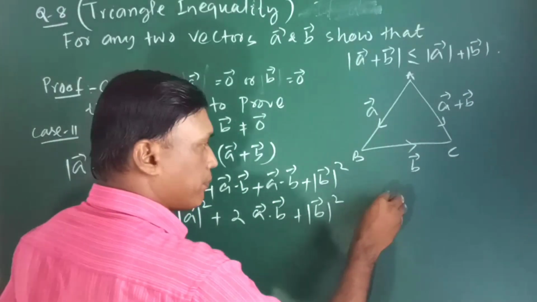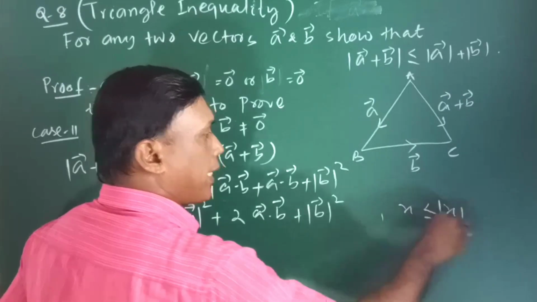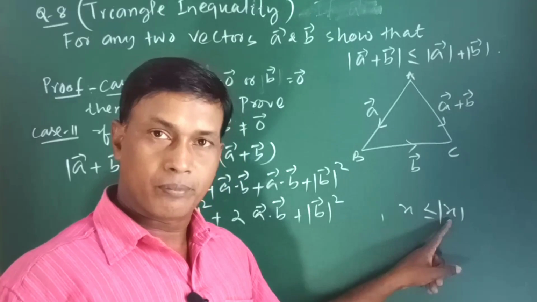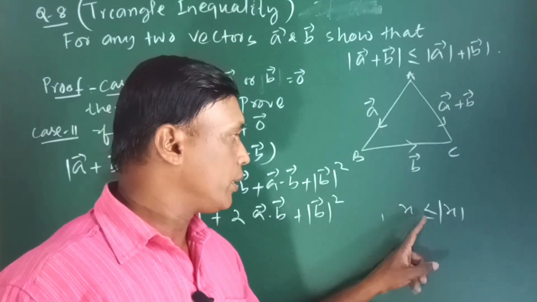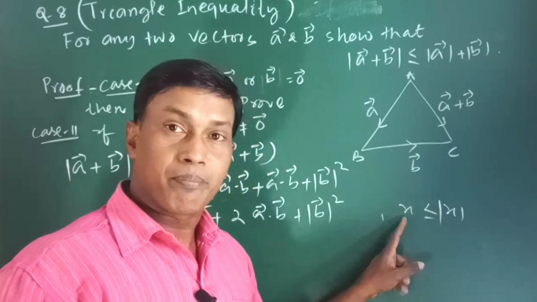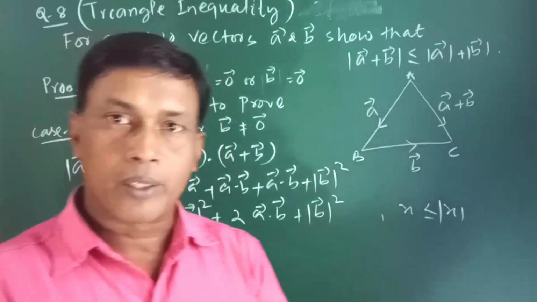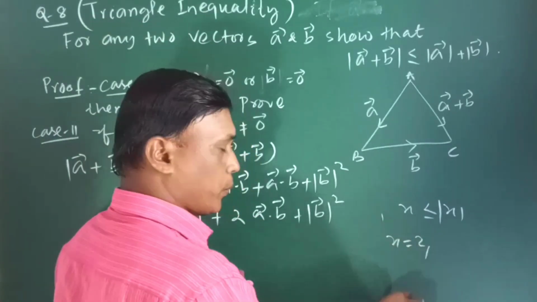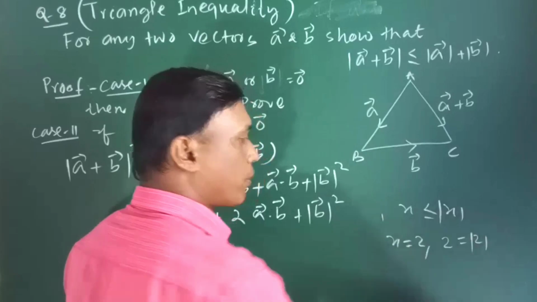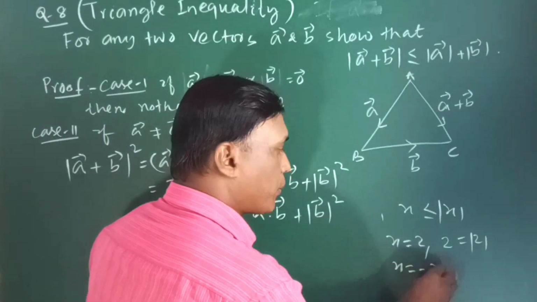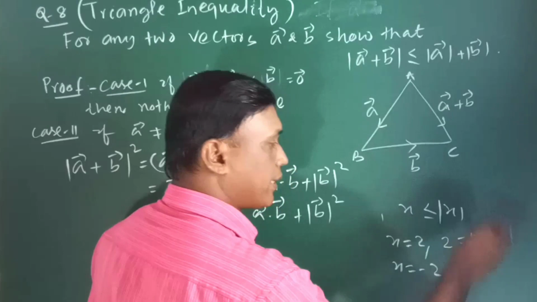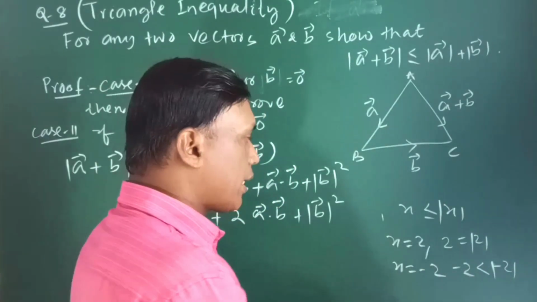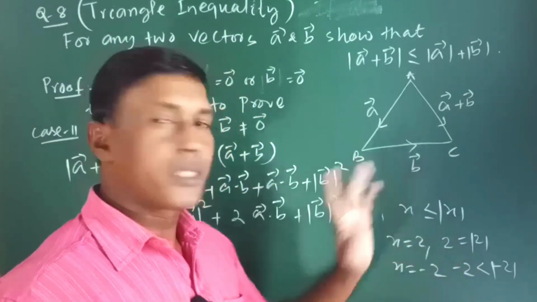Now we have x is less than or equal to the magnitude of x. If x is 2, the magnitude of 2 is modulus of 2, so 2 is equal to modulus of 2. If x is minus 2, look at how a number is less than or equal to its modulus. If x is equal to 2, then 2 is equal to modulus 2. If x is equal to minus 2, then minus 2 is less than modulus of minus 2, and modulus of minus 2 is 2. So in general, a number is less than or equal to its modulus.